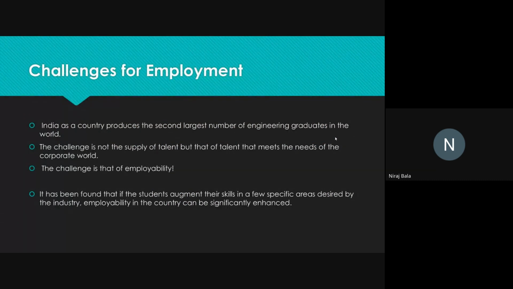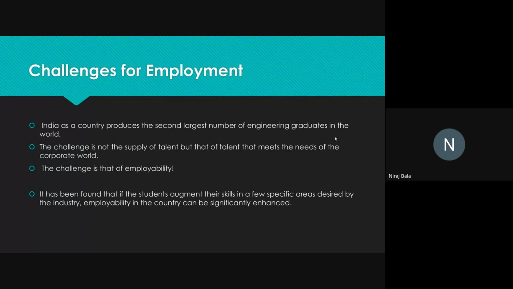So what are the challenges, why is there no placement? India as a country produces the second largest number of engineering graduates. The challenge is not the supply of talent, but that of talent that meets the needs of the corporate world.